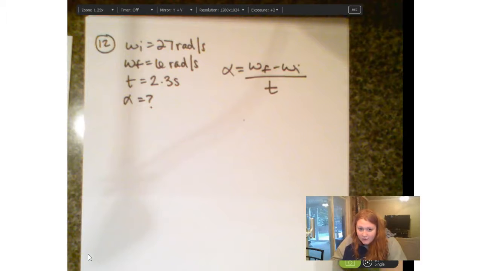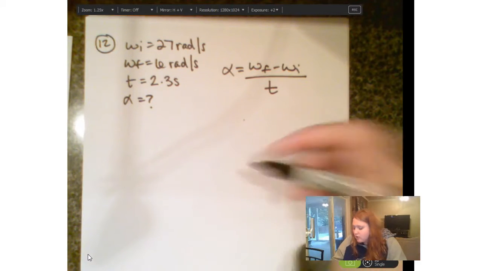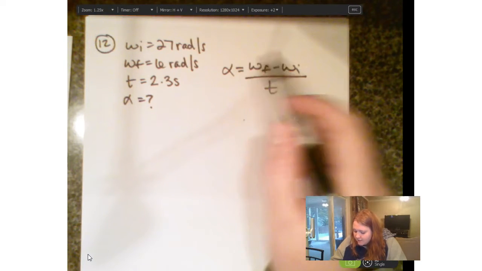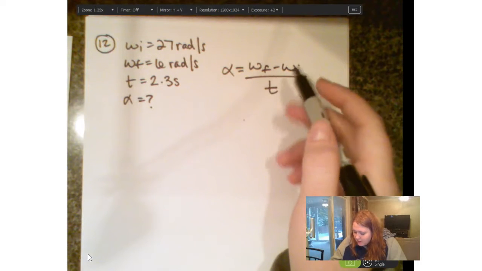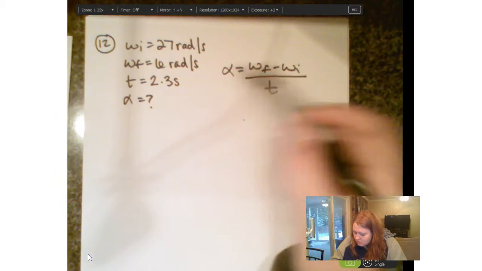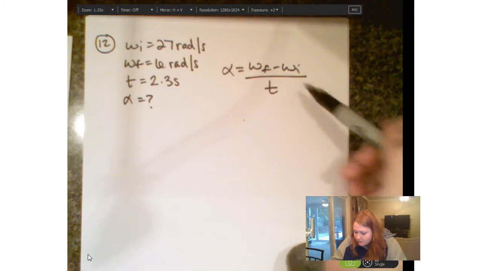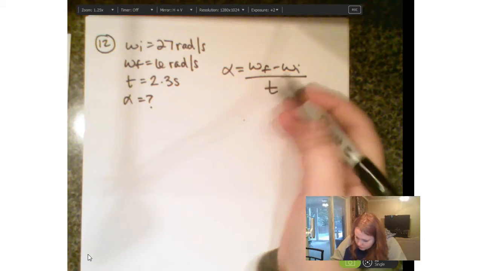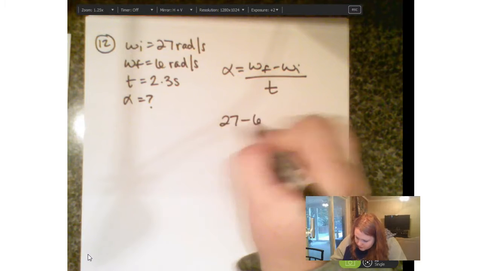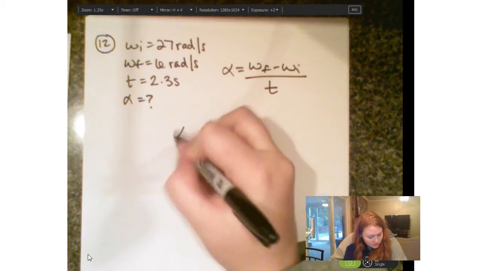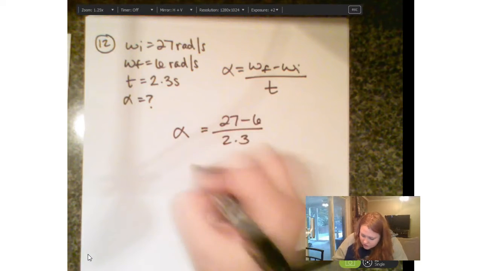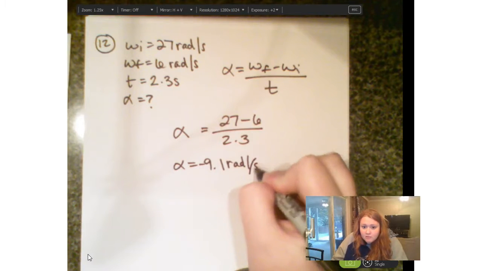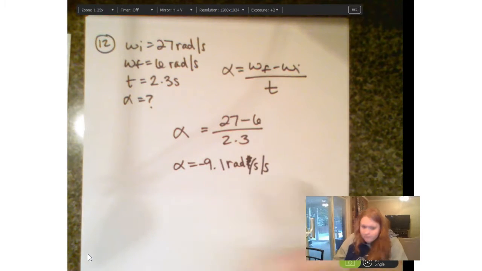And if you get the wrong sign for your answer, then we don't have enough information about the motion. We don't know if it's moving counterclockwise or clockwise. In this case, it is slowing down in a counterclockwise direction, so we should get a negative acceleration, or a clockwise acceleration. So I'm just going to plug our numbers in. 27 minus 6 over 2.3 equals alpha. So alpha should be negative 9.1 radians per second per second. I don't know what that is.